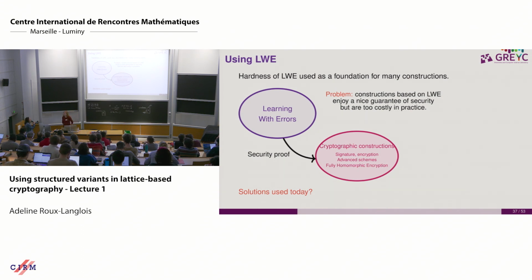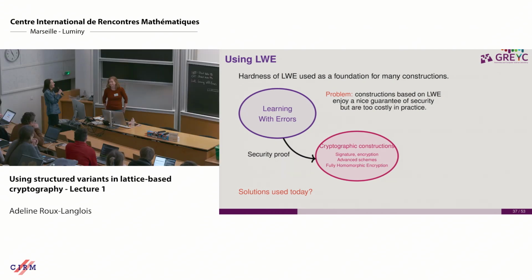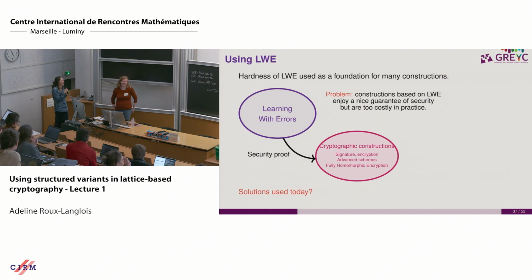So maybe just a little question. In the NIST competition, almost only lattice-based encryption survived. It means that efficiency will come in briefly. Yeah, tomorrow we'll see that. Or that quantum computers are not coming. So we are not worried about the solution, right?